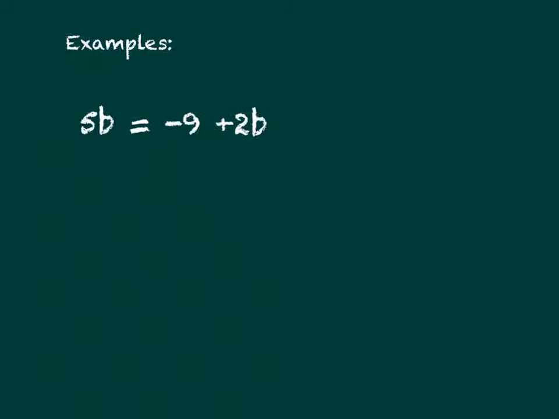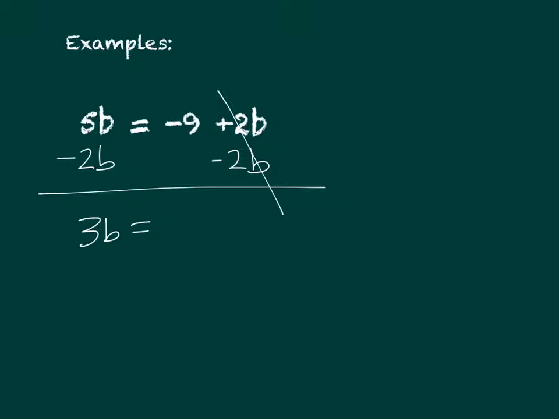So in order to collect the variable terms, I'm going to subtract 2b from the right side and subtract 2b from the left. And when I do, the 2b's over here cancel out, and I'm left with 3b equals -9. Then the next thing I'm going to do is divide by 3 so that I'm left with just b, and divide by 3 on this side. These 3's cancel out. I'm left with b equals -3.